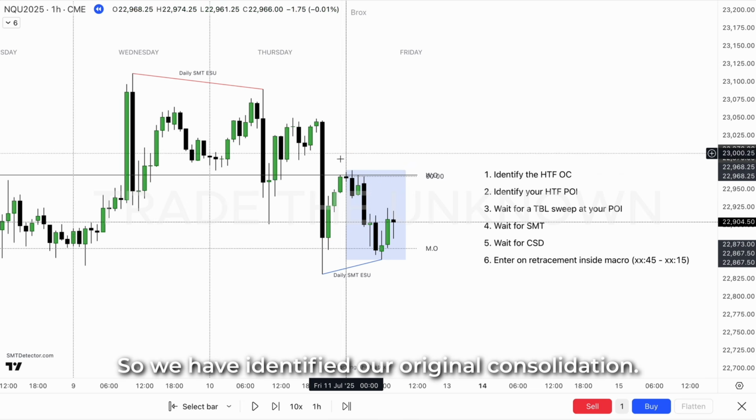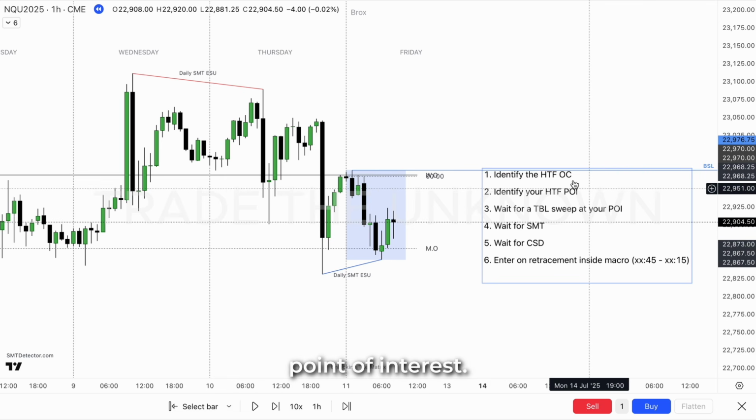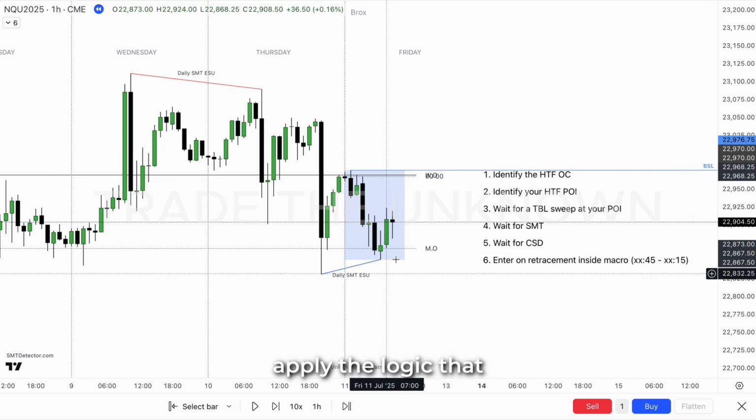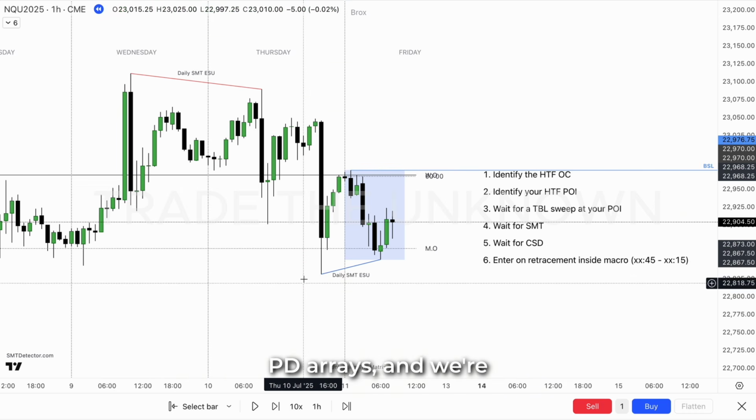So we have identified our original consolidation. So we go ahead and mark that out right there. As you can see, that's our buy side. And next, we go ahead and identify our higher time frame point of interest. To find our higher time frame point of interest, we have to apply the logic that I talked about in my earlier video on the PD arrays.